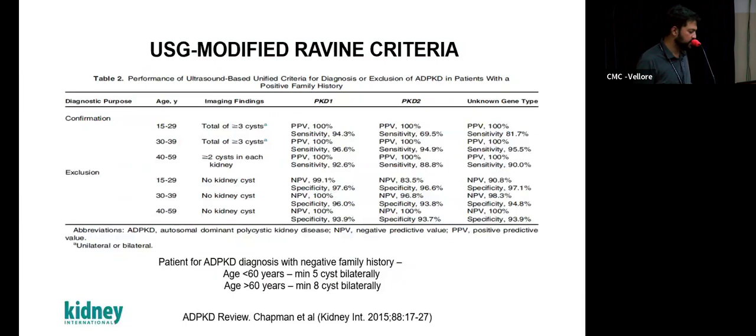So mainly, to diagnose it in an OPD setting, especially if this age group fits, we have to have a total of more than 3 cysts combined in the right and left kidneys if the age group is between 15 to 39. The negative predictive value matters especially if there's a negative family history. For diagnosing ADPKD, if age is less than 60, the patient should have at least 5 cysts bilaterally, or if more than 60, should have 8 cysts bilaterally.